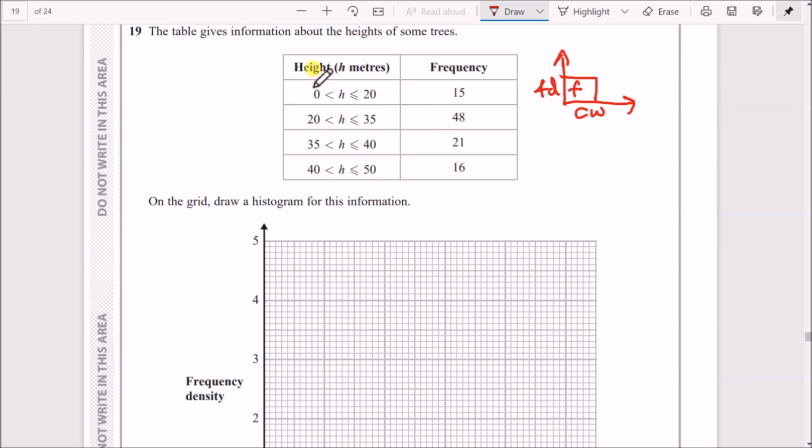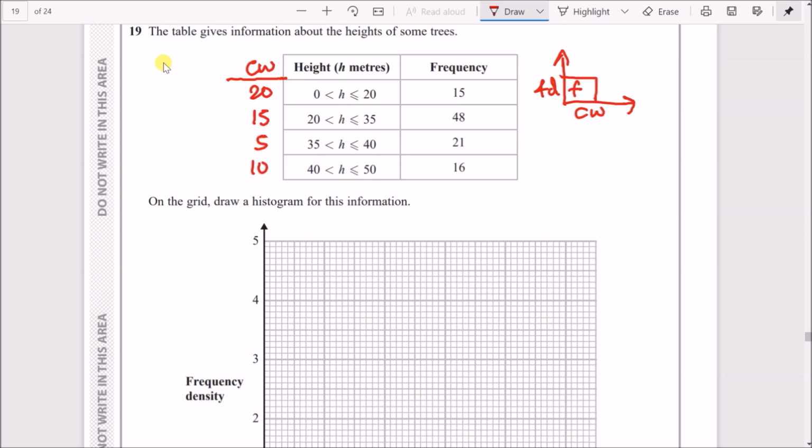But we also got the class width. So if we add another column here, call it CW for class width, we can see that the class width for the first group is between 0 and 20. So 20 take away 0 is 20, 35 take away 20 is 15, and so on. Next one is 5, and the last set is 10.